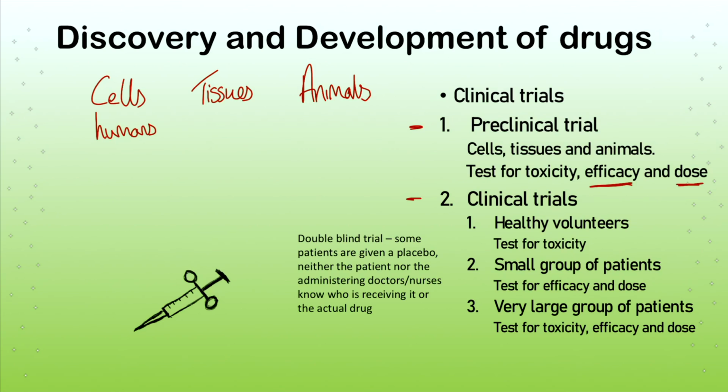But pretty typically, all three of these stages are following the double-blind trial procedure, where some patients are given a placebo, and neither the patient nor the administering doctors or nurses know who is receiving the placebo or the actual drug. It's to prevent bias. We don't want any bias at all. We don't want the doctors to be giving out the real drug saying, you'll feel better soon, subconsciously without even realising it. So removing knowledge of who is being given the drug and the placebo eliminates that bias.